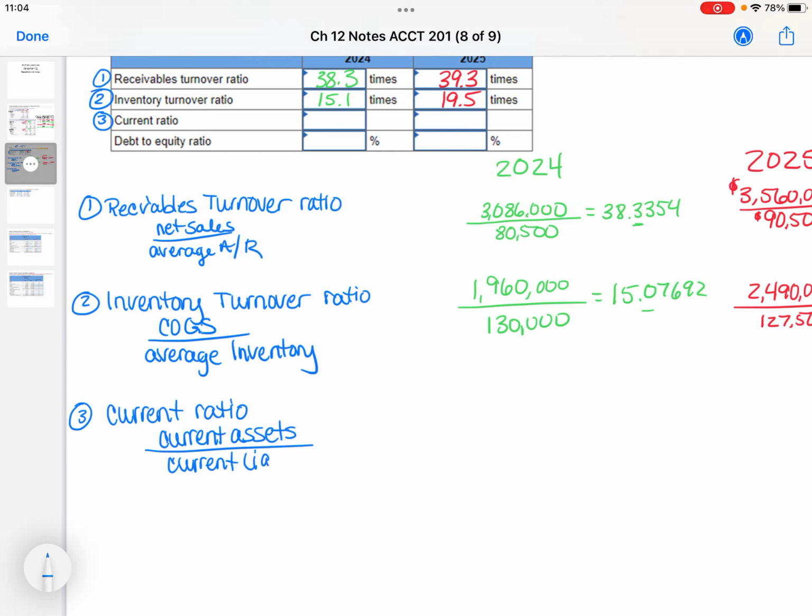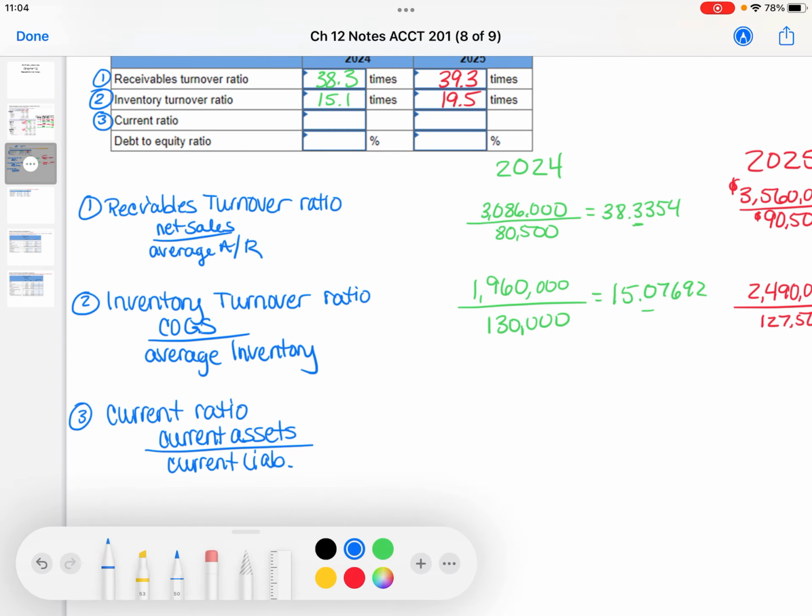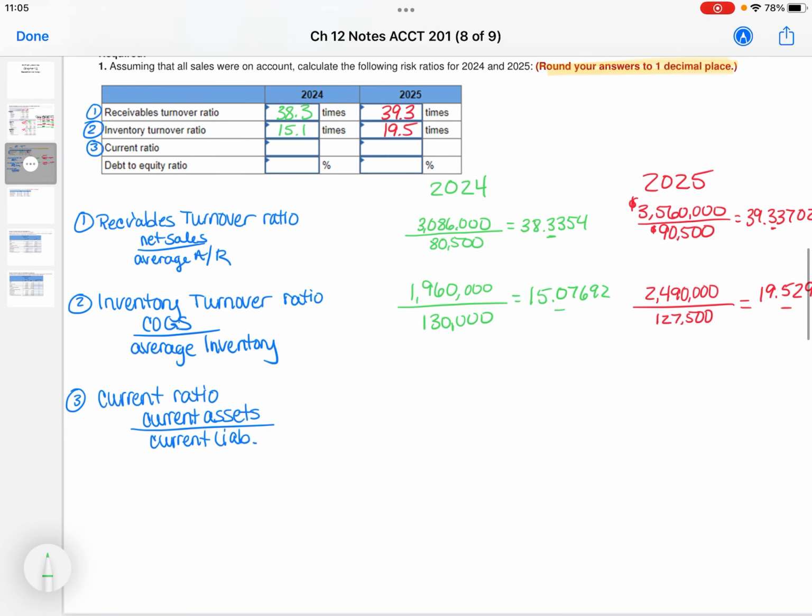This is the current ratio. It's probably the most common one. I don't know if it's most commonly done, but it's most commonly known. All right, so these are all dollar amounts. I didn't label them, but that's okay. All right, current assets for 2024. Current assets were $415,000 and current liabilities $104,000.